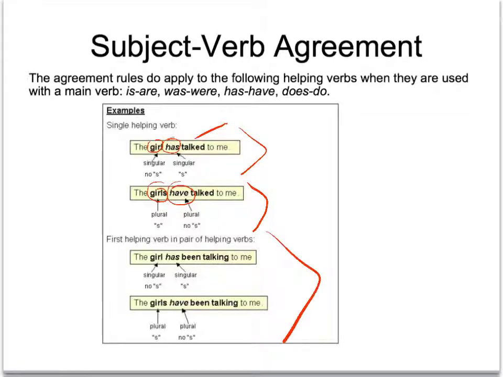In the examples below that, the first helping verb in the pair of helping verbs, if there's more than one, has to be taken care of. So the girl has been talking to me. You don't have to worry about been or talking, but has has to match the subject girl, or have has to match the subject girls. But been and talking don't change.